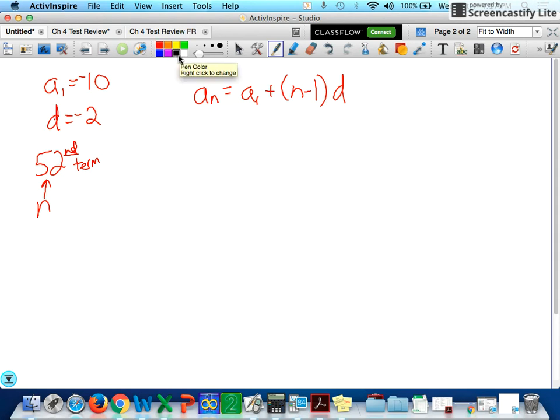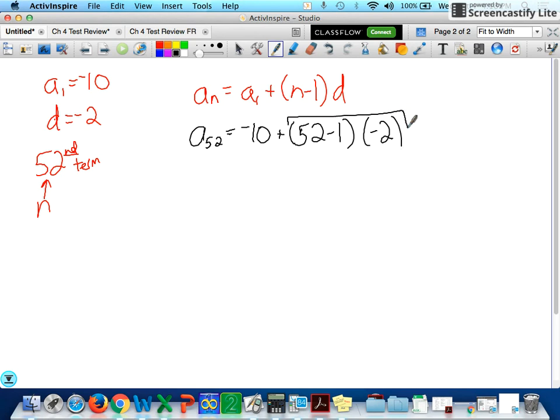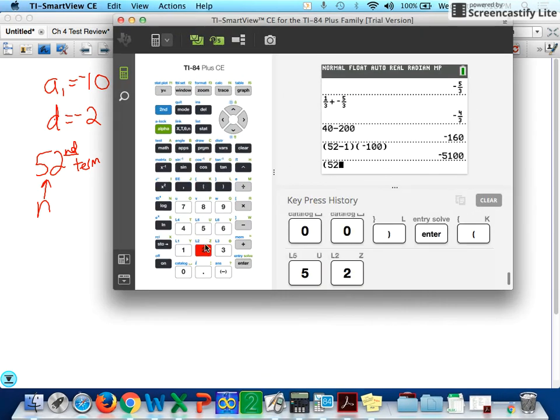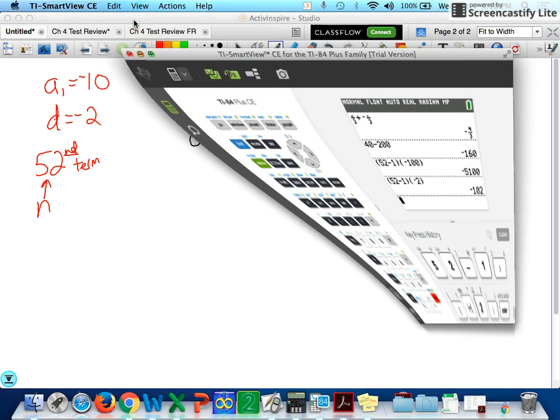When we plug our information in, we're looking for A sub 52. Our A sub 1 is negative 10. We're adding to it 52 minus 1, and then our common difference is a negative 2. We put all of this side right here. This is our calculator part. Okay? So we've got 52 minus 1, very similar to the last one. This time, we're multiplying by negative 2. What we get is negative 102.